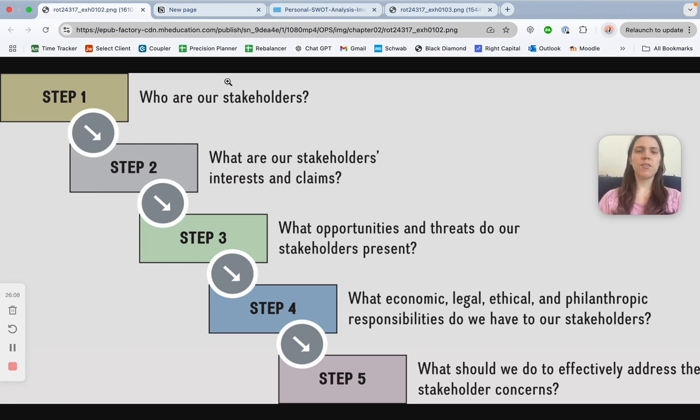Who are our stakeholders? What do they want? What are the opportunities and threats they present? What are our responsibilities to them? How are we going to do it?